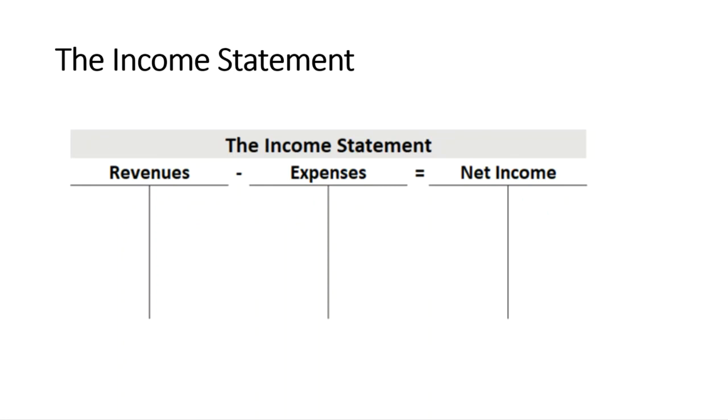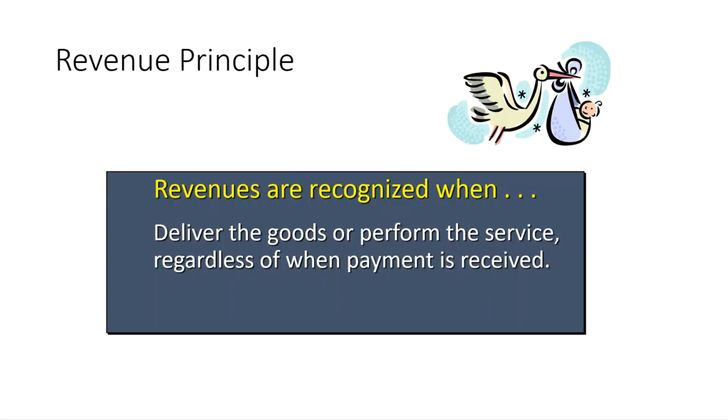Revenues minus expenses equals net income. And the most important things we want to remember about our income statement is we have two basic rules under accrual basis accounting. The first was our revenue recognition principle. Revenues are recognized when we deliver the goods or perform the service, regardless of when payment is received.